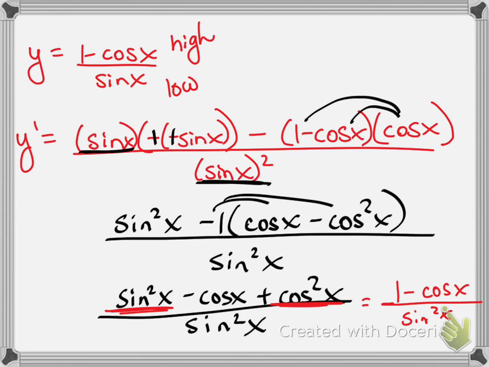And they're letting us leave it there. I thought they were going to make us do a trig identity and reduce that. They're letting us leave it there. So that's what this one equals.